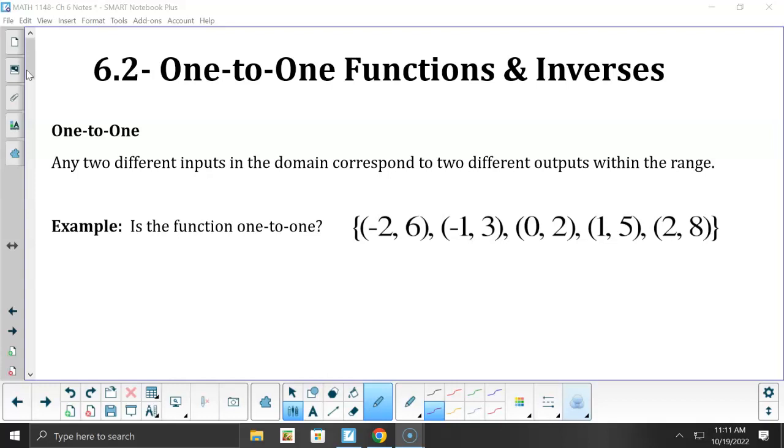All right, so we are refreshing one-to-one functions and inverses. Okay, so one-to-one functions basically say that for every input, there is only one output. Okay? The easiest way to visualize this is with nested circles. So if you want, I can draw it down here.